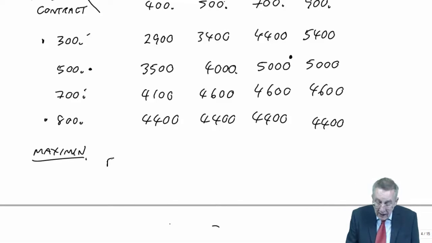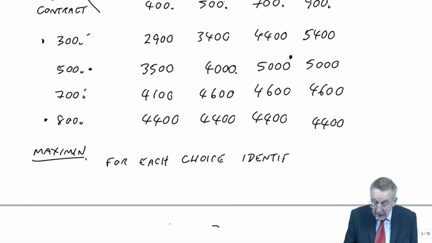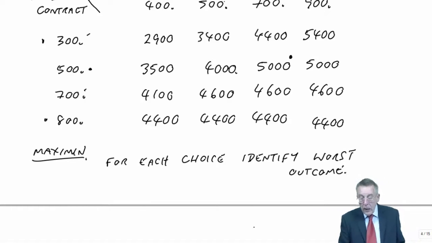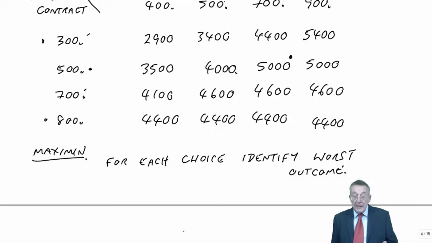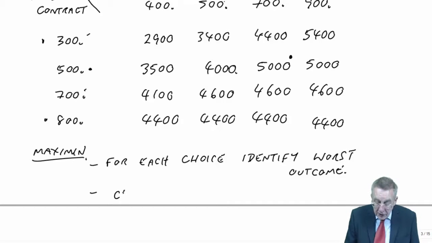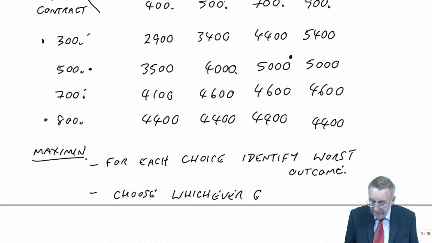With Maximin, for each course of action, or for each choice, we identify the worst outcome, and having identified the worst outcome in each case, we then choose whichever gives the best of these worst outcomes.